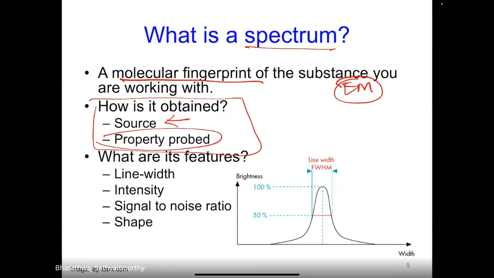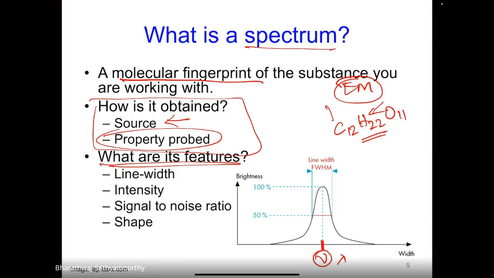And the property probe is something that you want to choose and you want to see what you would like to learn from the given molecule. There are certain set of features from every spectrum that you would like to learn. The features are, first of all, the resonance frequency or the wavelength that you're trying to look at. And that gives the characteristic, as I said, fingerprint. When you're talking about the glucose molecule, which has 22 protons, you will actually get 22 resonances. 22 resonances meaning you will be able to get a resonance frequency specific for each proton that you're looking at.